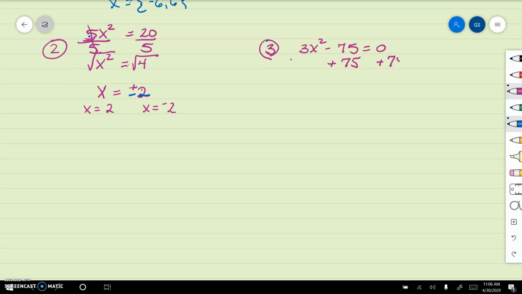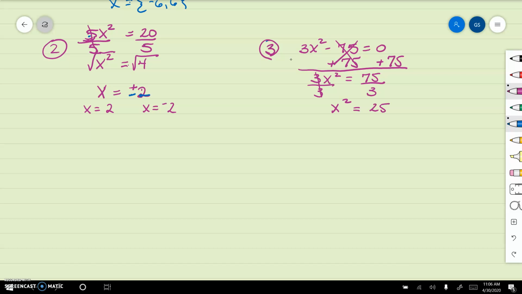So we're going to add 75 to both sides, just like a regular linear equation. You bring down 3x squared, and 0 plus 75 is 75. X squared is not by itself yet. You have to isolate the x squared. So you're going to divide by 3 on both sides, and you get x squared equals 25.